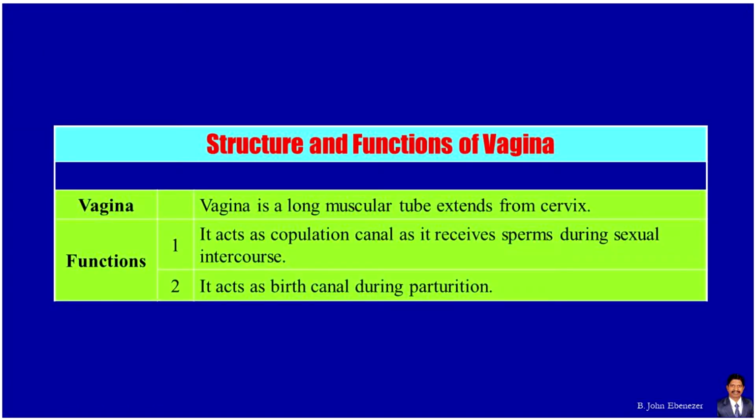Vagina. The vagina is a long muscular tube that extends from the cervix. It acts as a copulation canal as it receives sperms during sexual intercourse. It acts as the birth canal during parturition.